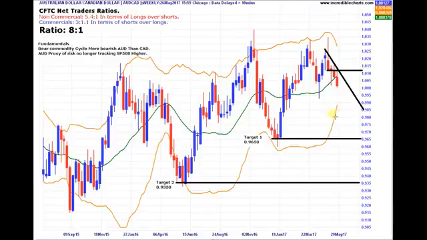Now, from our perspective, target 1, 96.50, okay? Target 2, 93.50. Now, I think longer term, we're going to go even lower than 93.50. But obviously, if we do get to 93.50, we'd be very happy. We need to see how we go. What I want to do now is just shift to the daily chart so you can see potential entries.